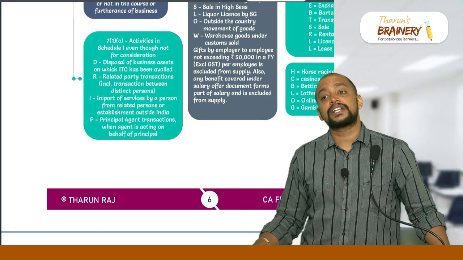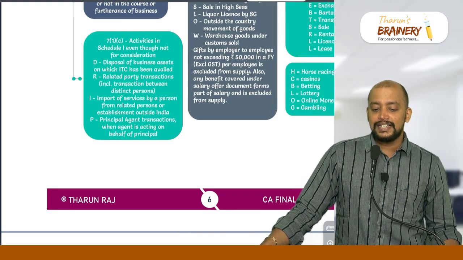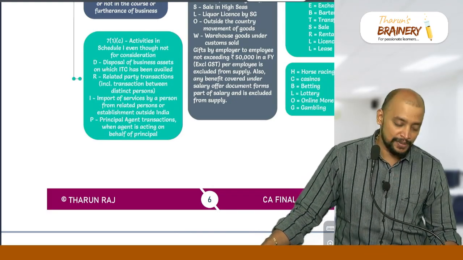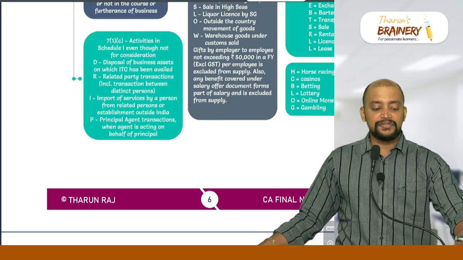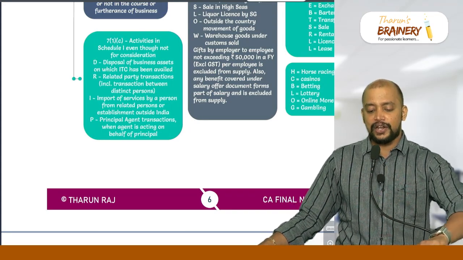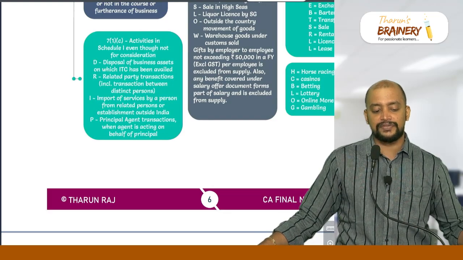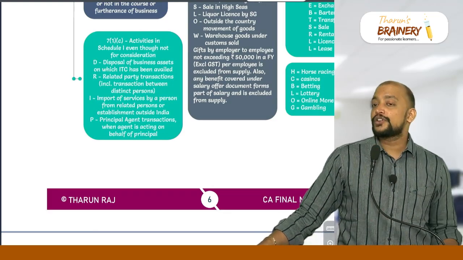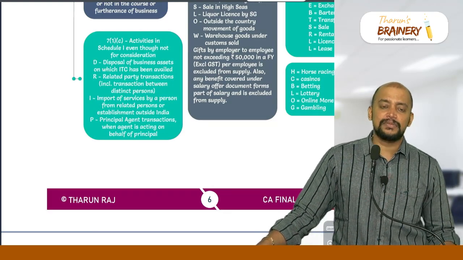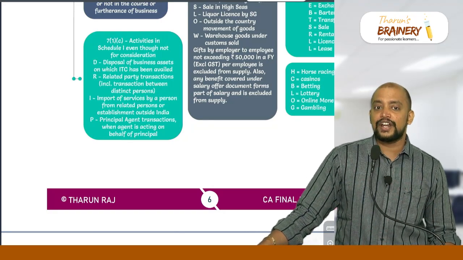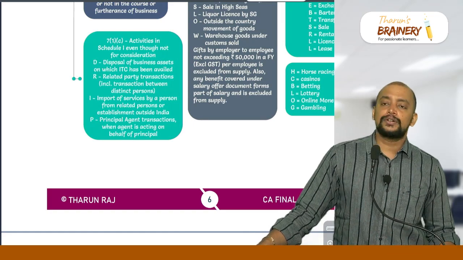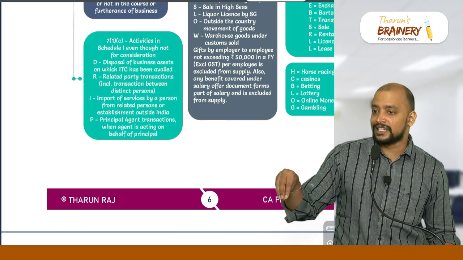What if ITC not availed on that business asset? Then it is not a supply. Example, I am purchasing a car. At the time of purchase of the car, I cannot take ITC. Why I cannot take ITC at the time of purchase of the car? Because it's a blocked credit. There are some inward supplies on which I cannot take ITC, that is known as blocked credits. So therefore this car is a blocked credit in this case.